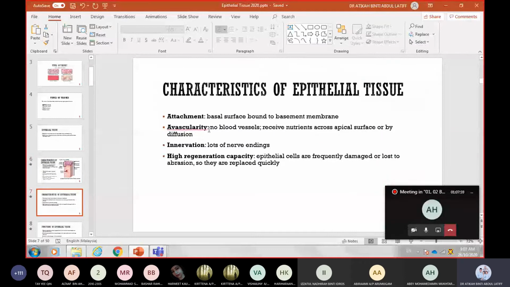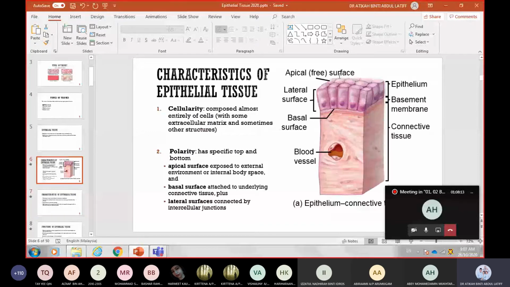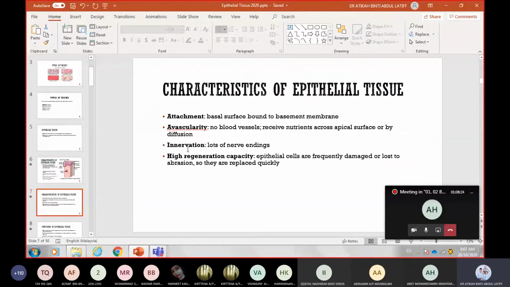Okay, and avascularity, it receives no blood vessels. It receives nutrients by nutrients crossing the apical surface or by diffusion. So for example, here this is the apical surface, so the diffusion of nutrients inside the epithelium is how they receive nutrients. They don't have their own blood vessels, but they have a lot of innervation, nerve endings, and they have regeneration capacity or high regeneration capacity, meaning if they are damaged or lost to abrasion, they are replaced very quickly.